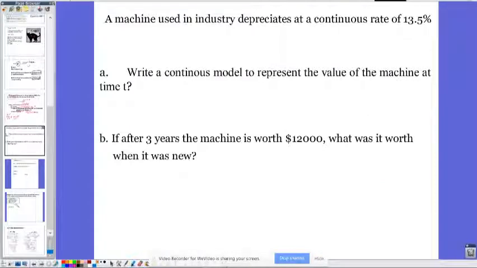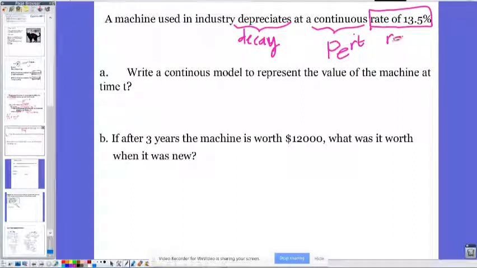So here's my problem for us. A machine used in industry depreciates. This means it's decay. Depreciates means it loses value. At a continuous rate, and continuous is your hint to use the PERT formula, P times e to the rt. The rate of 13.5% means r is going to equal 0.135, because we always need to write these as a decimal. So write a continuous model to represent.